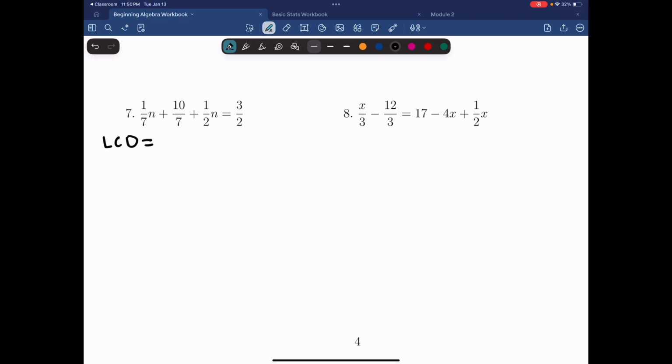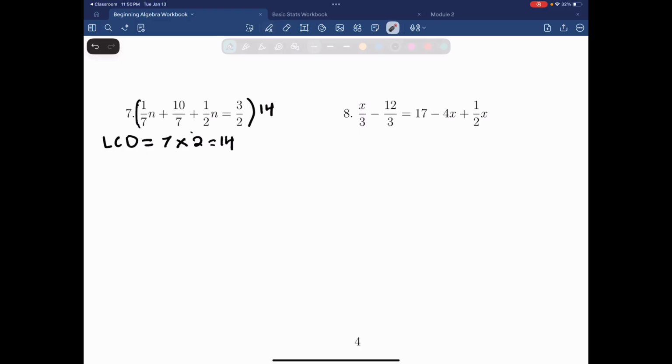Now, what would our least common denominator be in this case? Well, it just happens to be 7 times 2, our two different denominators. We multiply them together, and 7 times 2 is 14. Now, why am I bringing this up? If we multiply this whole equation by our least common denominator, which is 14, all of these fractions will cancel out, and then we'll solve it like a linear equation without fractions. So let's see what this looks like in play.